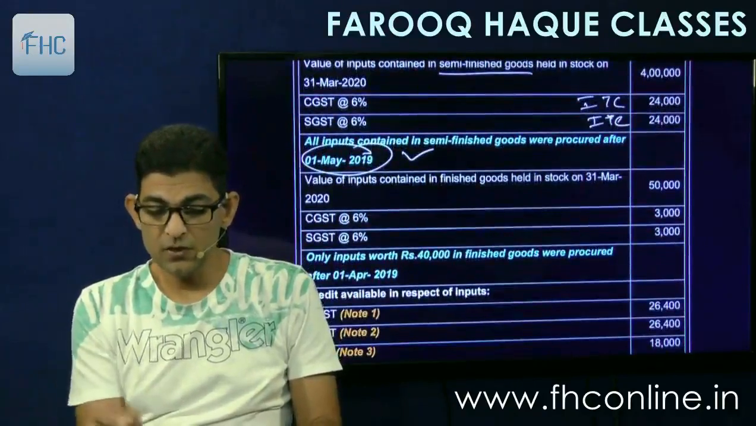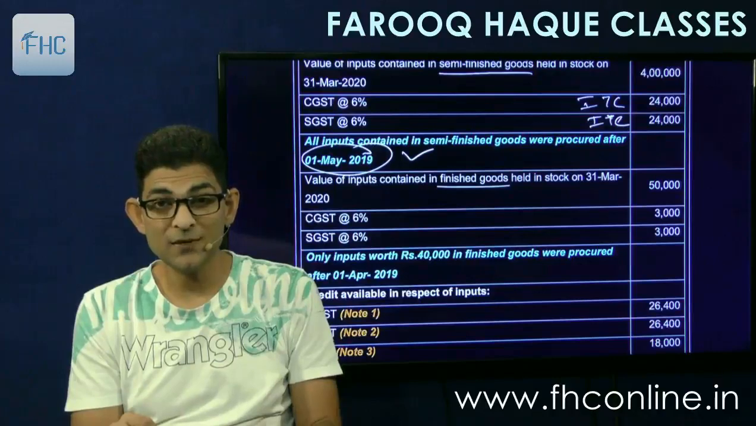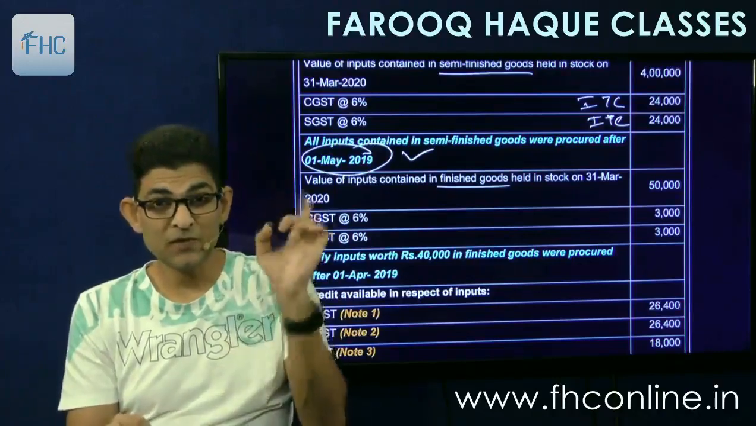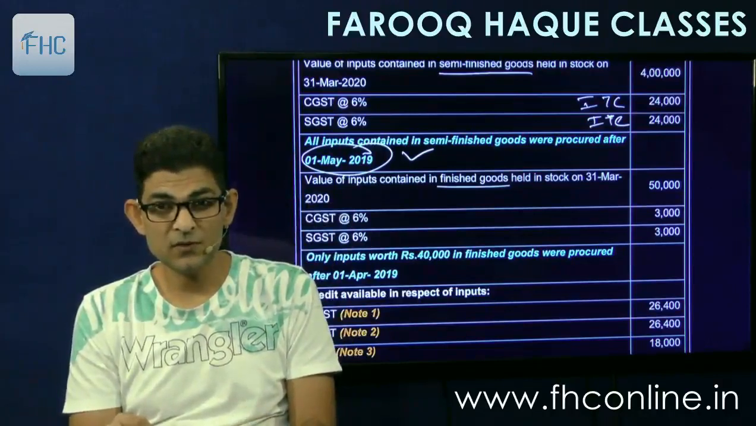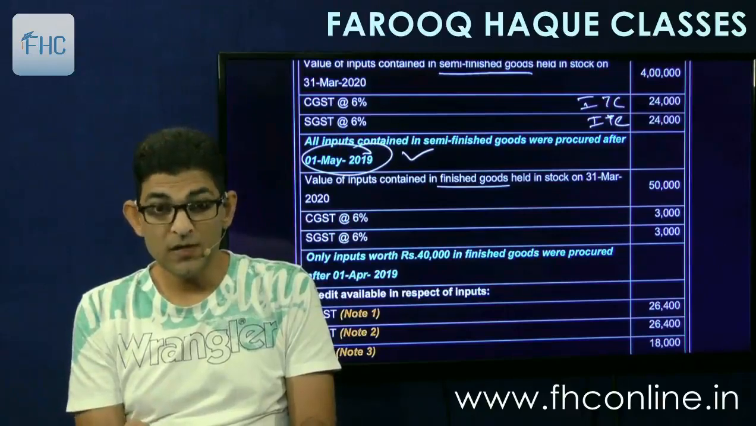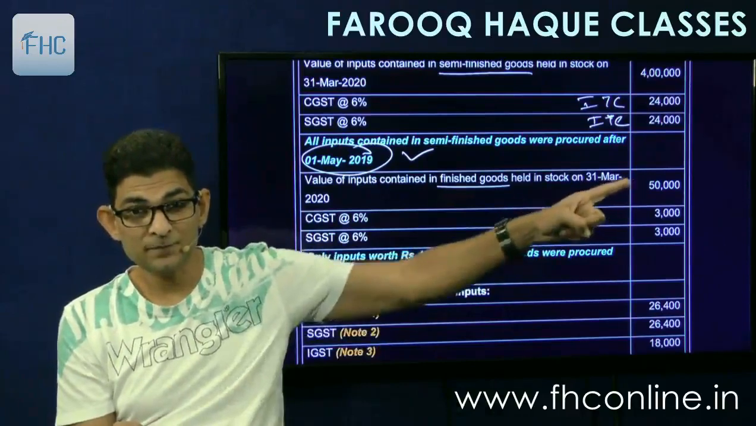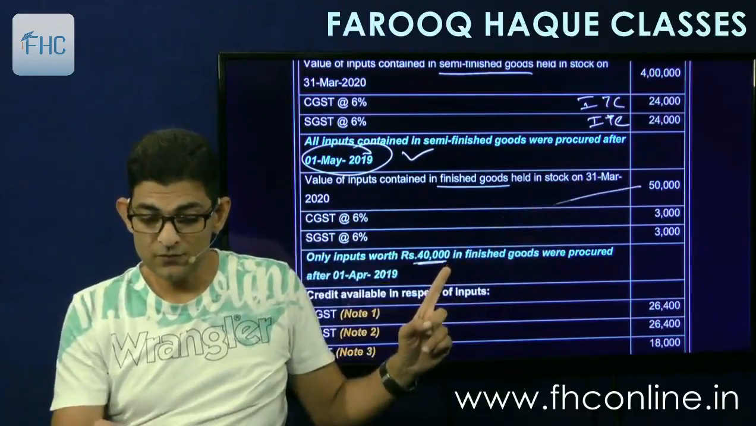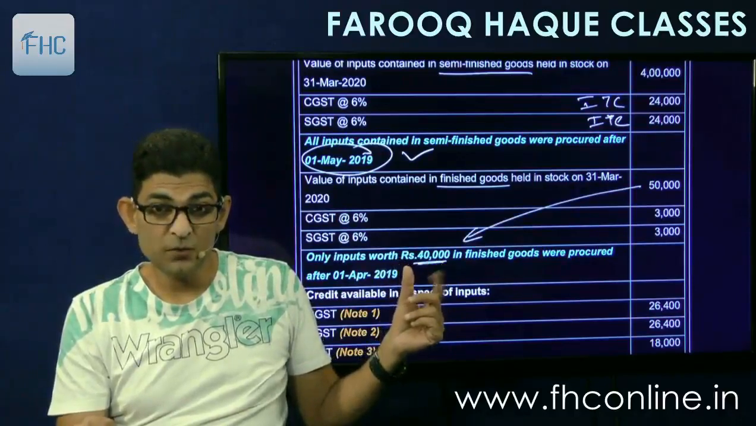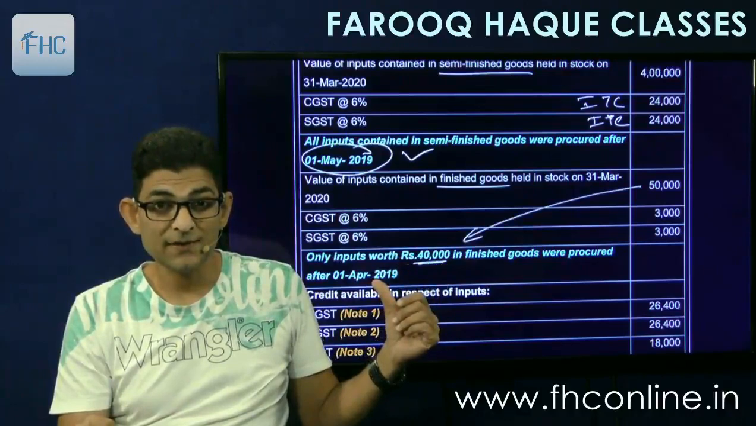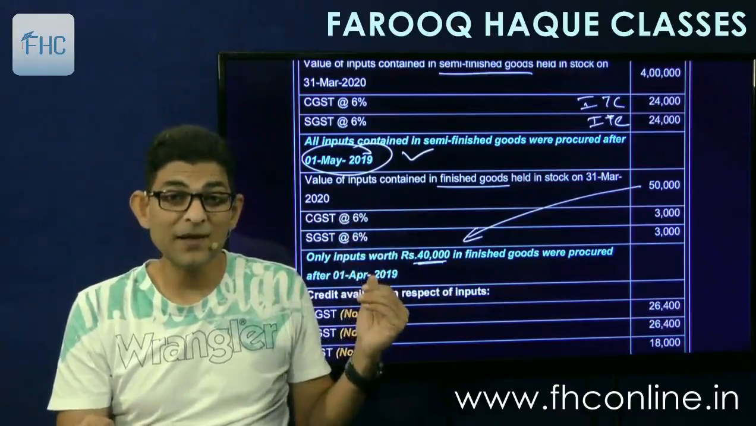Then value of inputs contained in finished goods held in stock on 31st March 20. Now we have seen finished goods, inputs contained in finished goods. CGST, SGST is given 66,33,000. But only inputs worth 40,000 out of 50, out of 50, this is related to this. So inputs worth 40,000 in finished goods were procured after 1st April 19. Means 10,000 were procured before 1st April 19.